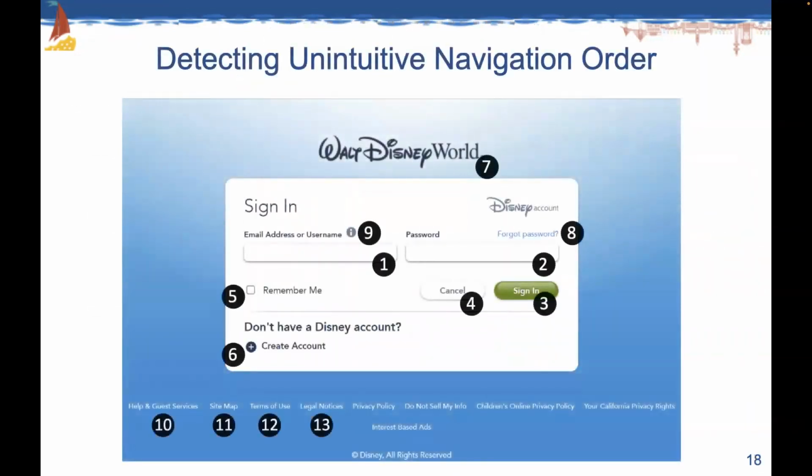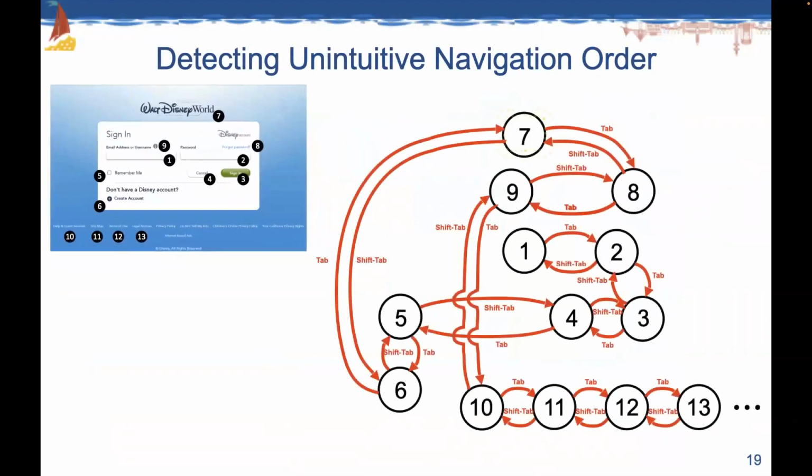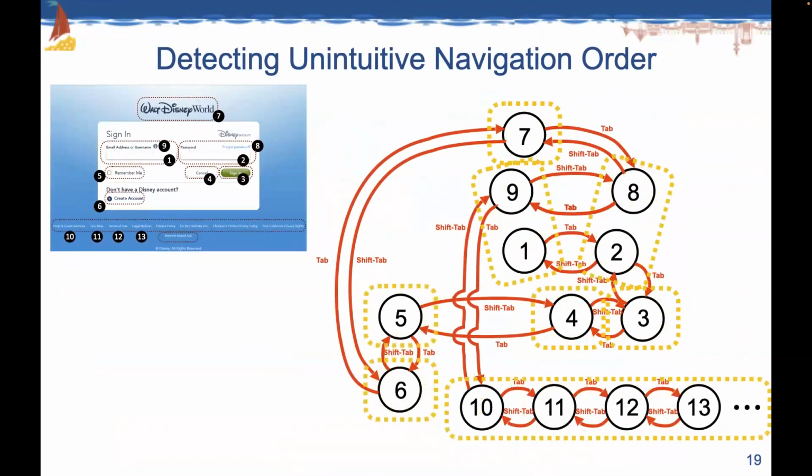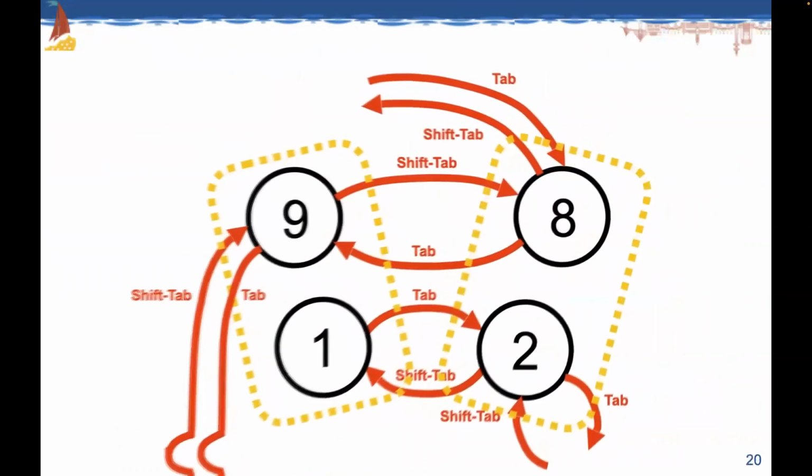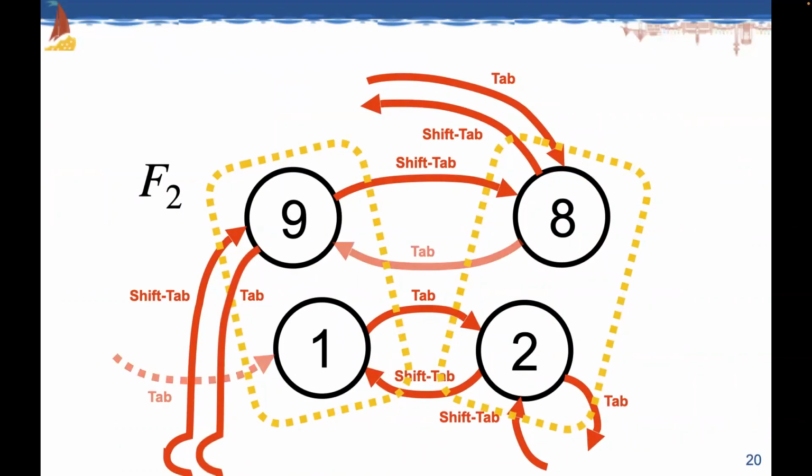For the Disney login example, we see that the email text box and its More Info button are semantically grouped together, but they are not adjacent to each other in the navigation. The same applies to the password text box and the Forgot Password link. Our detection looks for any cluster with multiple entry points in either direction. Here, we see that clusters F2 and F3 have 2 incoming tab edges and 2 incoming shift tab edges. This represents that the keyboard navigation jumps around the UI and violates the linearity of navigation.